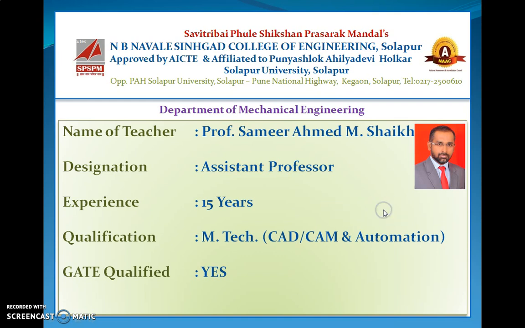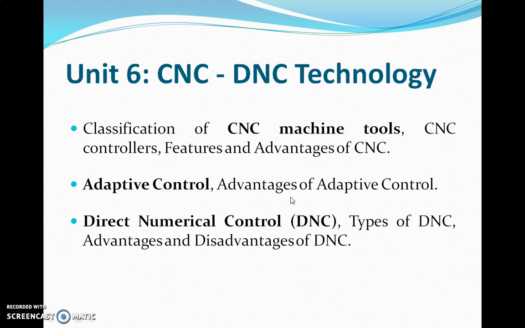In previous lectures, what we have covered is classification of CNC machine tools. What are CNC? What are different types of CNC controllers? In today's lecture, we will try to cover different features and advantage of CNC. Let me remind you once again, this chapter, which is the unit number 6 in our CAD CAM and CAE, has three different concepts. One is CNC, the other one is adaptive control, and the third one is DNC. So we are currently working with CNC machines.